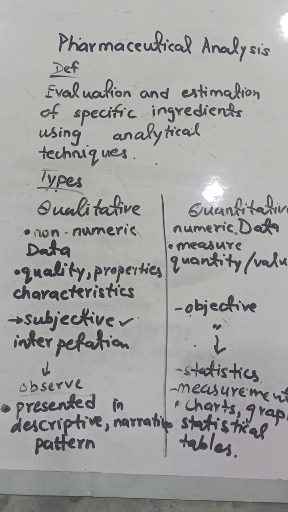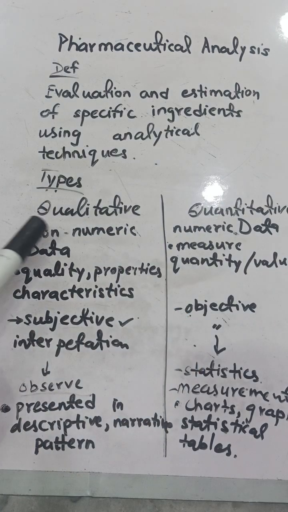So what we have studied, we revised shortly. First we discussed what pharmaceutical analysis is. Its definition is that it is the evaluation or estimation of a specific ingredient using some techniques which are called analytical techniques. Then we studied its importance. It's important for our drug discovery and drug development. And it has two types, qualitative and quantitative.